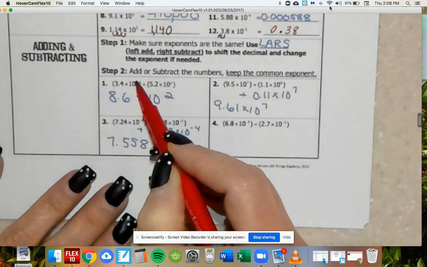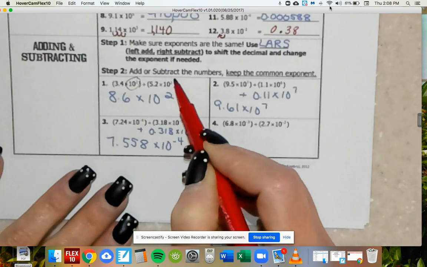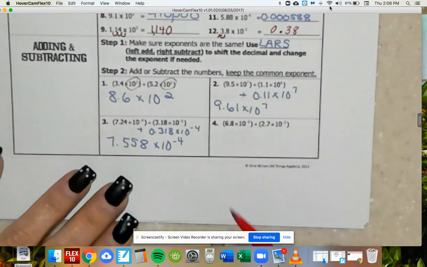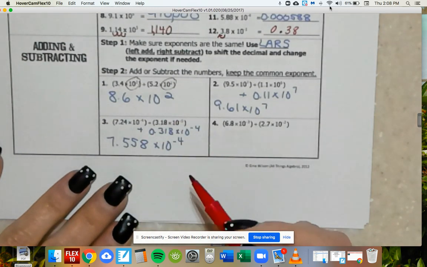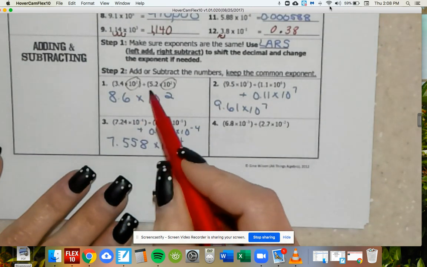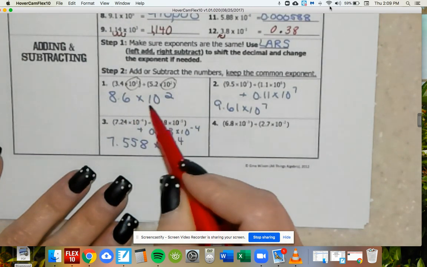So if you have matching terms here, then that's awesome. You can just do the simple adding or subtracting of the decimals, and then notice it stays 10 to the second. So that's cool.